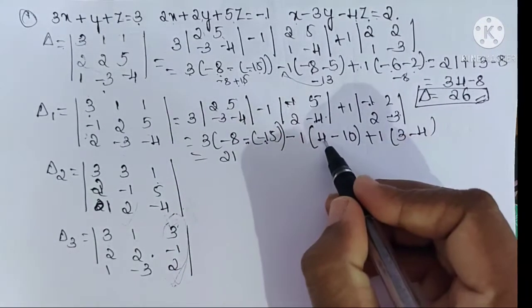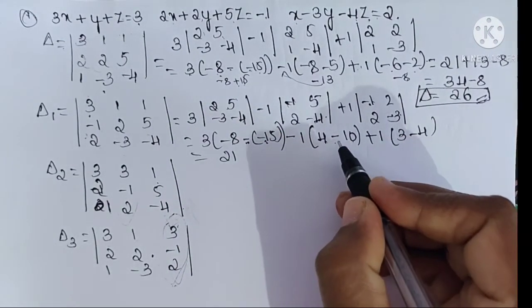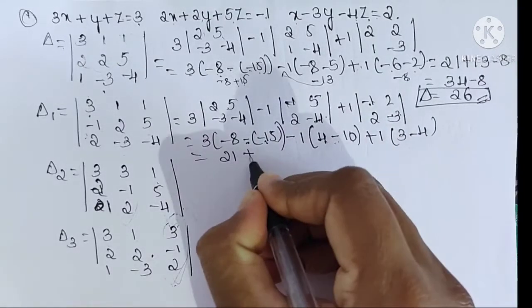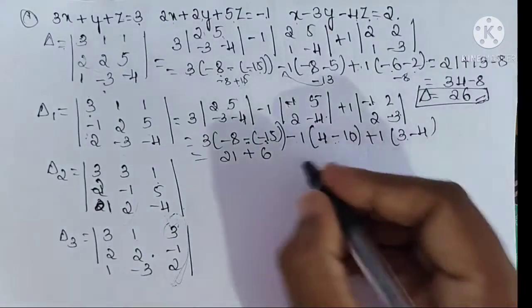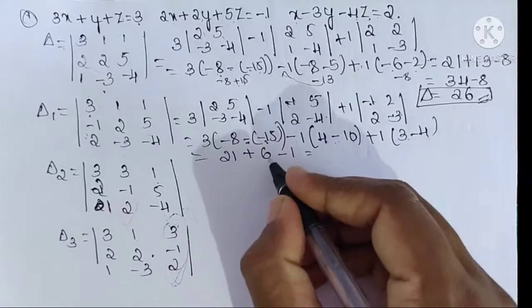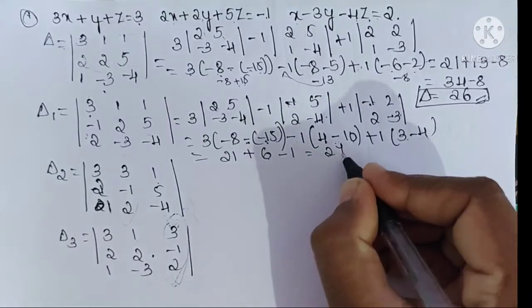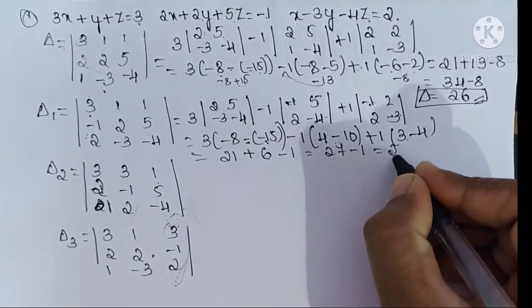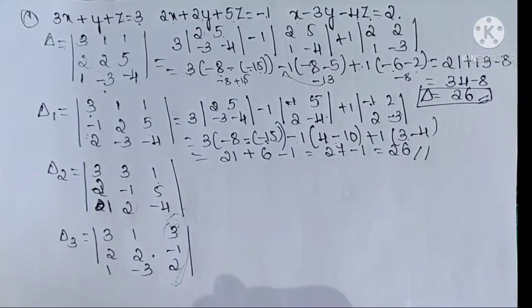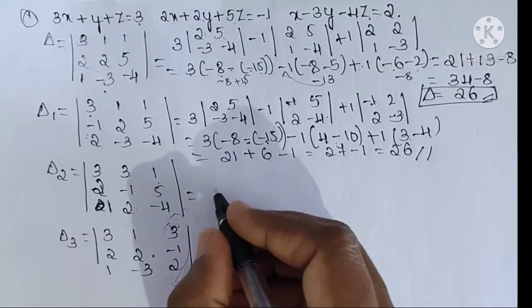4 minus 10 is minus 6. Minus 6 into minus 1 is plus 6. 3 minus 4 is minus 1. 21 plus 6 is 27. 27 minus 1 is 26. Delta 1 value is 26. Next, delta 2 value.